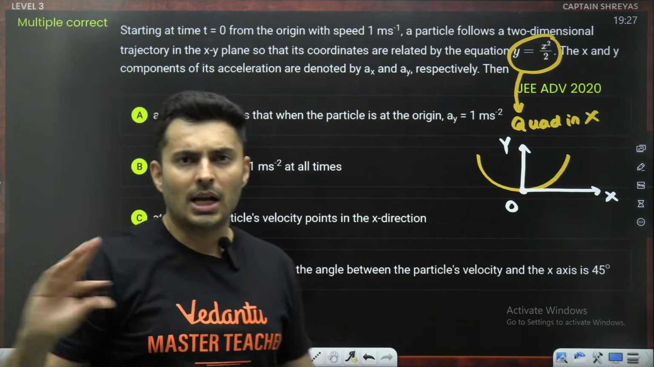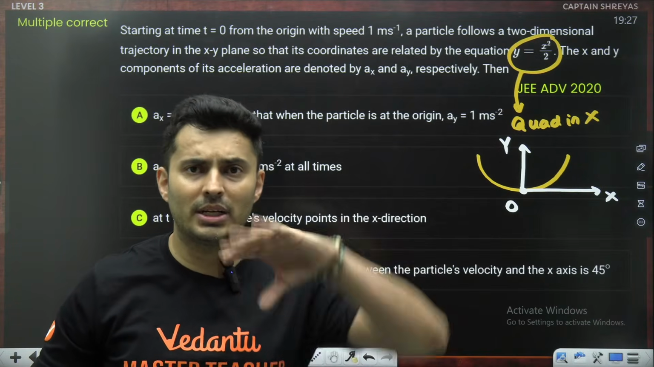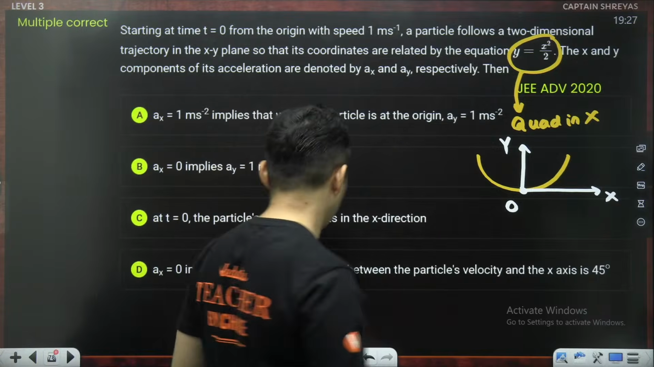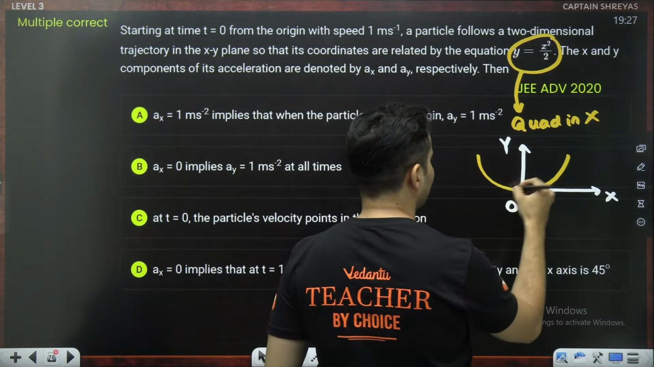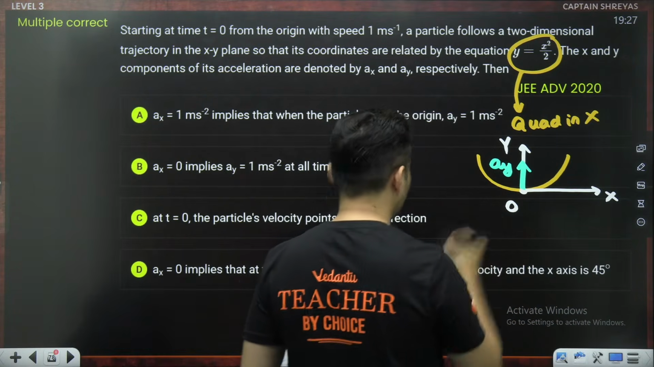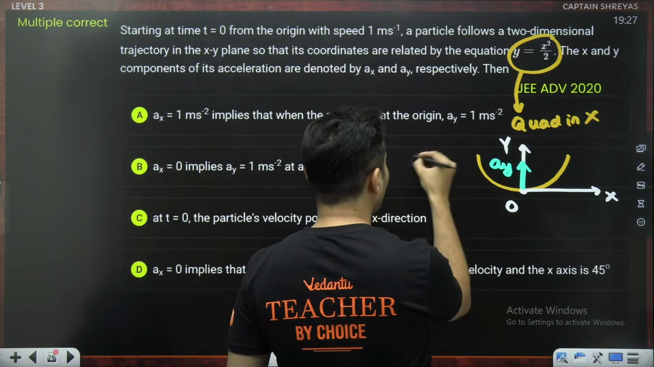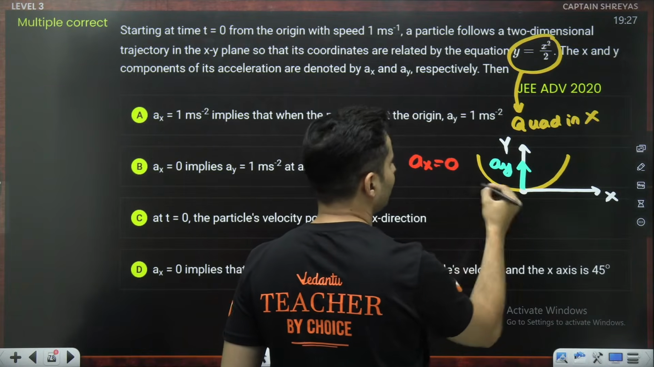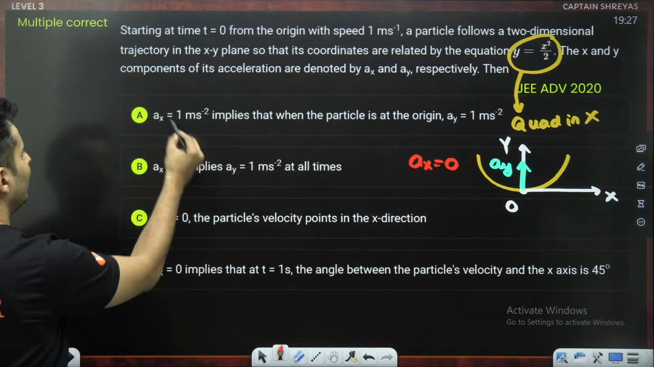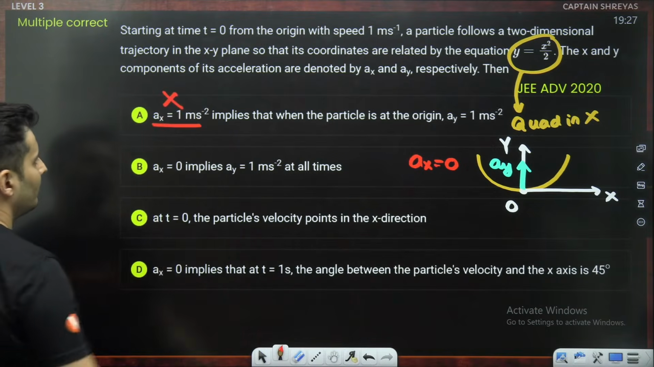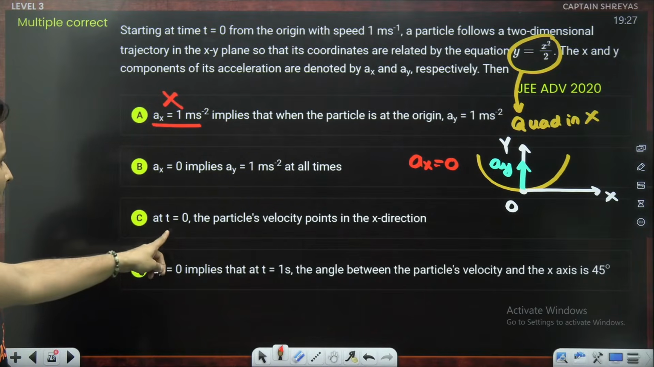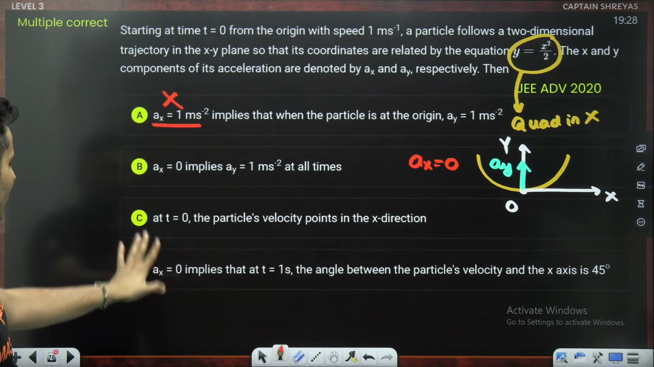100%, I can compare it with projectile motion. In projectile motion, it was a downward parabola. Now it is an upward parabola. So don't you see that the acceleration must be only in the y direction? In fact, there will be no acceleration in the x direction. So acceleration in the x is 1 is 100% wrong. A option goes wrong. Ax is 0 seems correct.